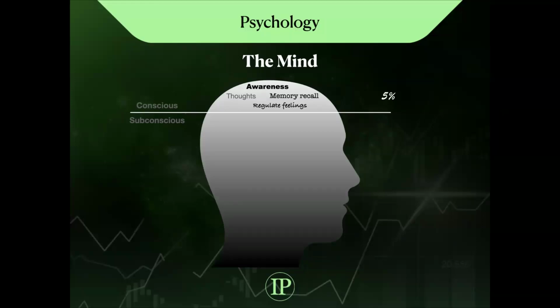Next up, we have our memory recall. We are able to recall certain memories at any point in time, be it of your childhood, or something that happened recently and you need to remember where you put something. That is what your conscious mind is also responsible for, recalling certain memories, and this helps our lives become a lot better.